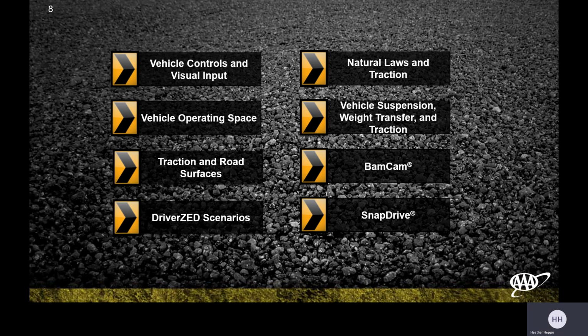Okay, now we're going to get into the unit information. Information covered in this chapter will be practice using vehicle controls, knowing where to look when driving, your vehicle's need for operating space, and natural laws that affect your ability to control your vehicle. Road conditions, materials on the road surface, weather and tire conditions affect traction. Weight transfers to different parts of your vehicle depending on your input as the driver. It is important to minimize weight transfer to maintain traction and control of the vehicle.